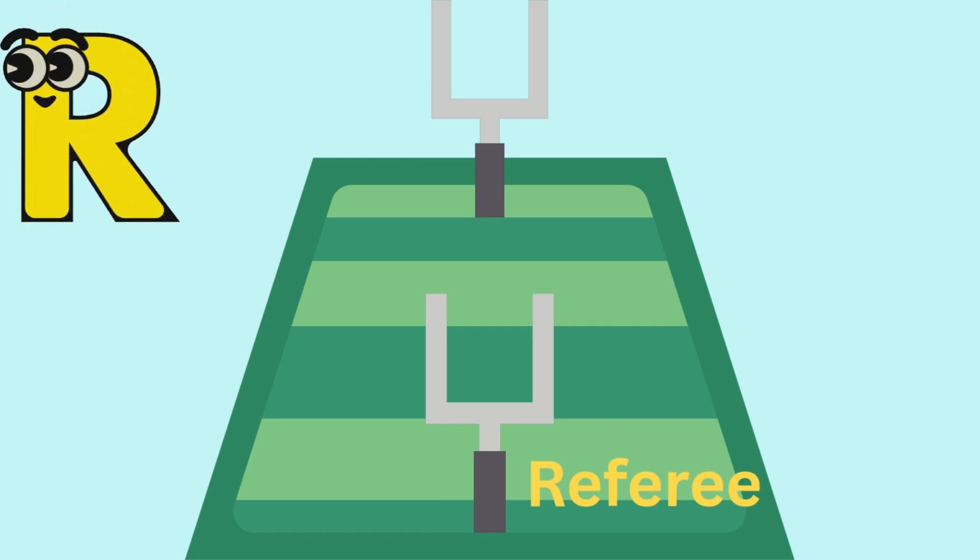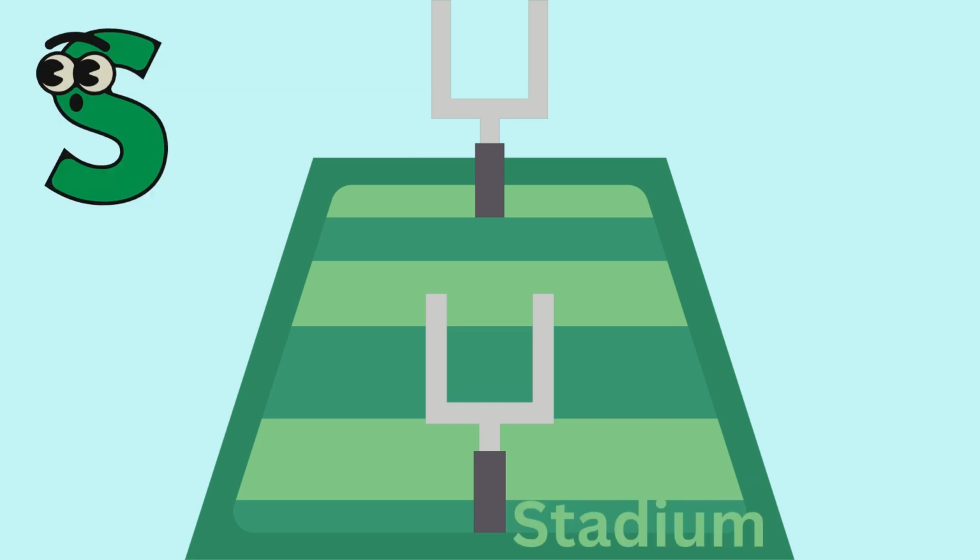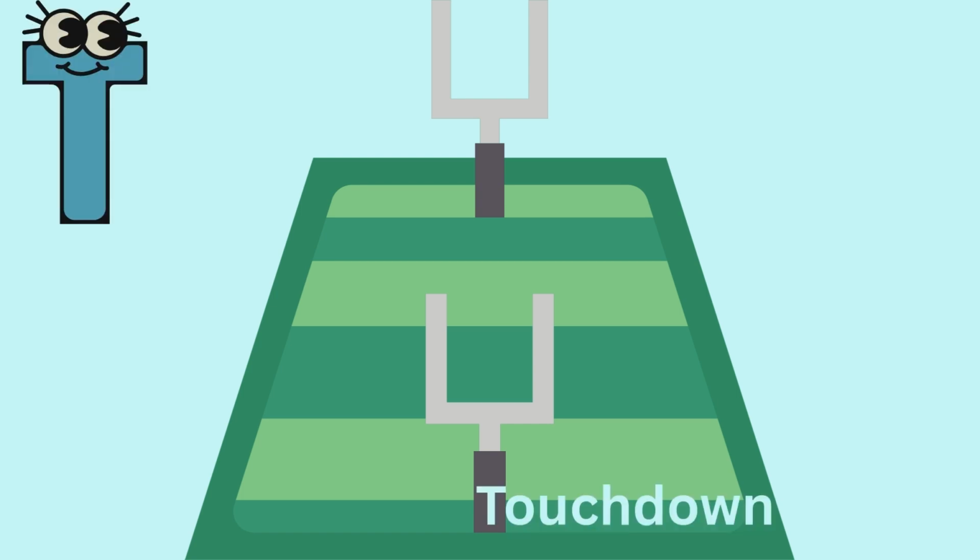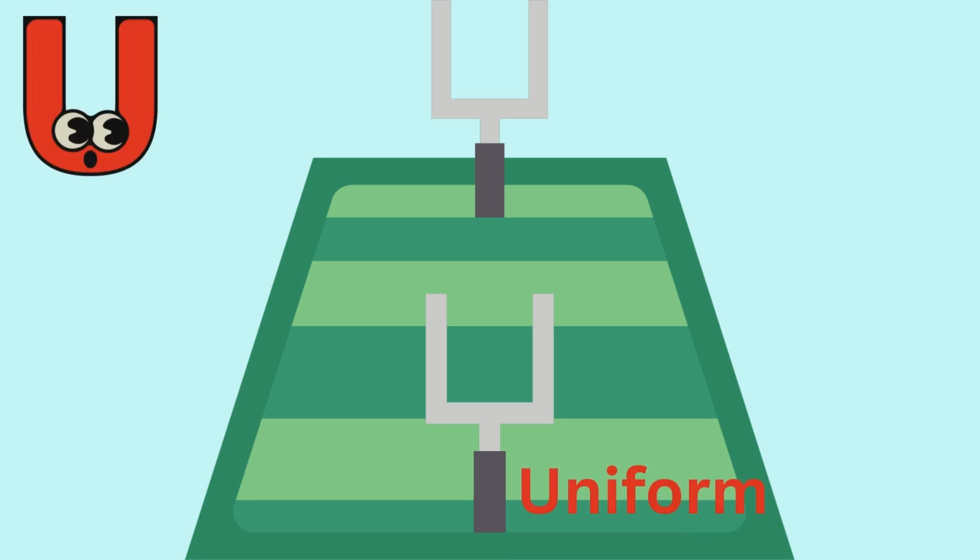S is for stadium. That's where the big football games are played. T is for touchdown. Run or catch the ball in the end zone. Touchdown! U is for uniform.